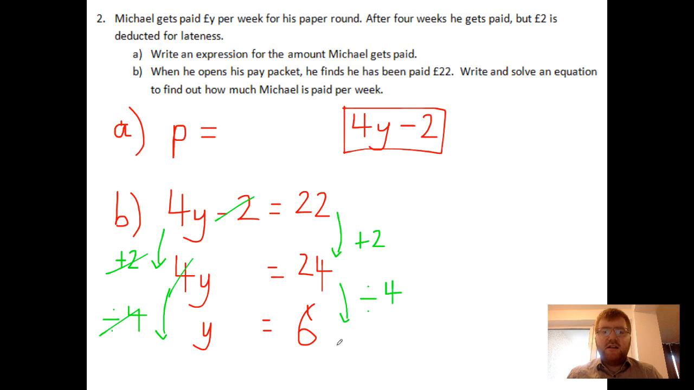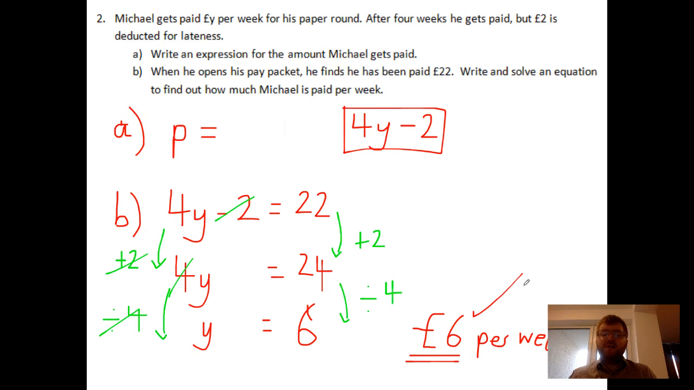But again, we want to write the answer clearly. So how much Michael is paid per week? Well, 6 is not actually the answer here. He is paid, I know this is difficult for people not from Britain to write a pound symbol, but the answer is £6 per week, which is not actually that much for a paper round. You'd hope for a little bit more, wouldn't you? But there we are. That's our answer for that question.